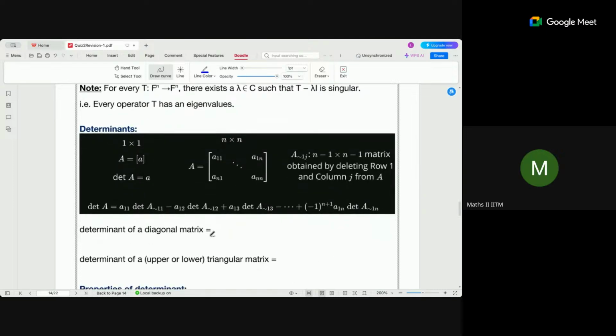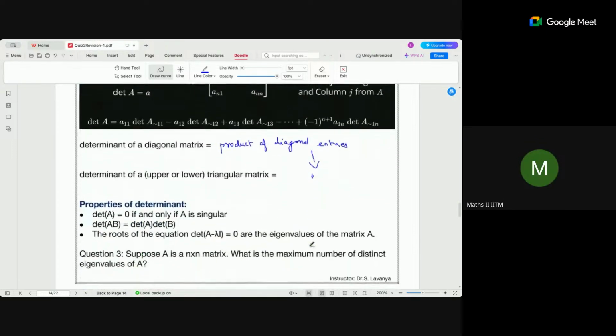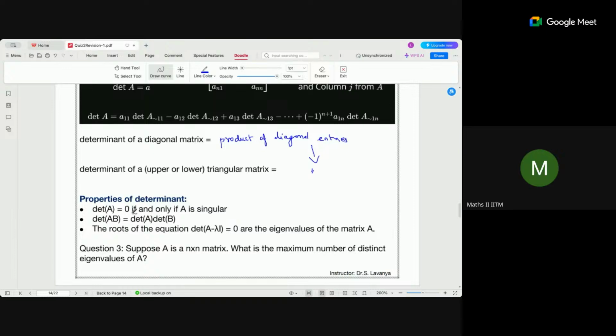Determinant of a diagonal matrix is equal to the product of diagonal entries. The same is true for upper and lower triangular matrices. Okay, so what are the other properties? Determinant of A is 0 if and only if A is singular. Determinant of AB is determinant of A times determinant of B. And the roots of determinant of A minus lambda I are the eigenvalues of the matrix A.